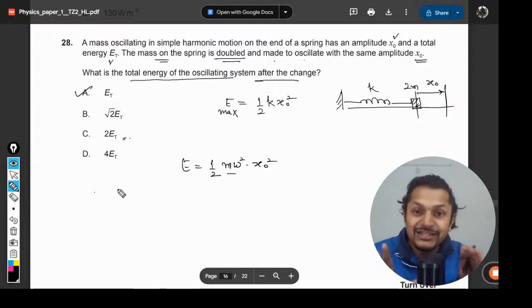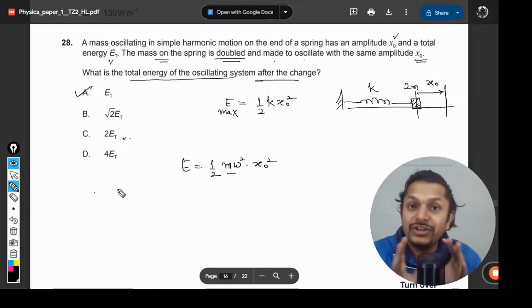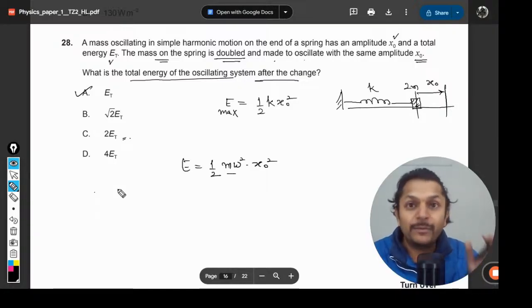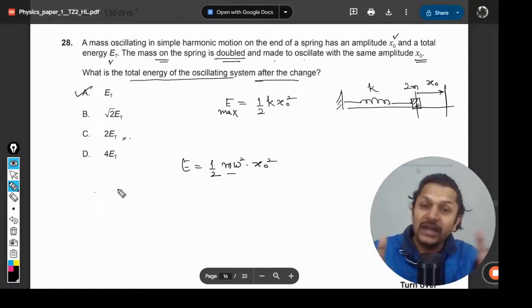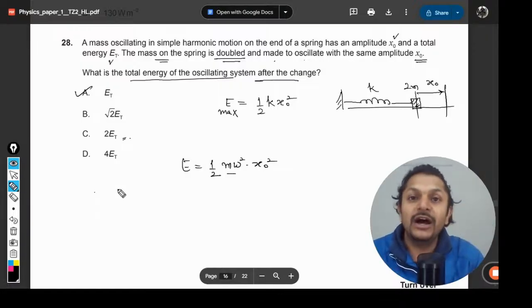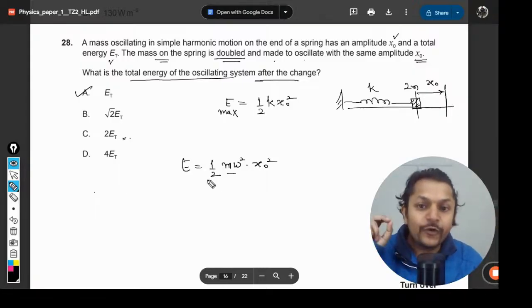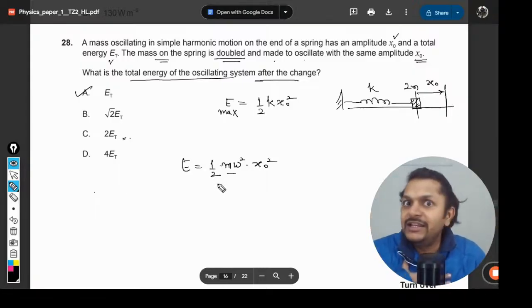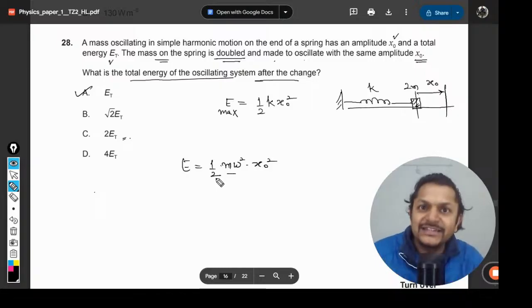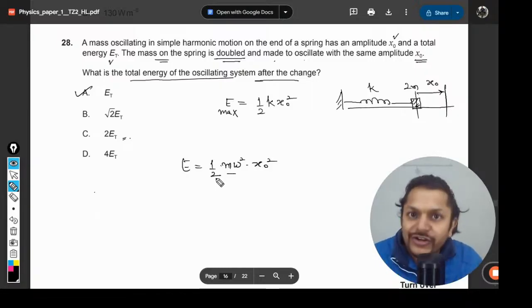My dear students, at this point, the data booklet is really deceiving you, isn't it? In my private lectures, I have told my students like 1,000 times, this formula is not supposed to be used ever. It is given in the data booklet, but I believe this is one of those highly deceiving formulas, and it is not required.